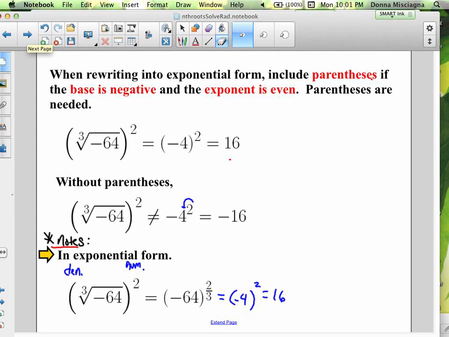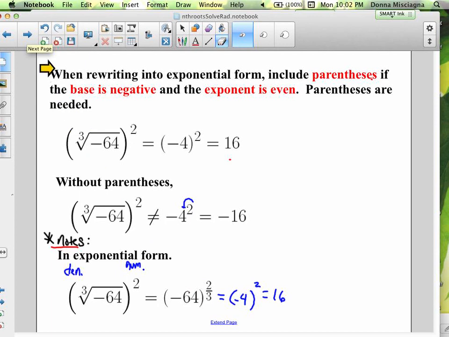So I believe this is in your notes. In exponential form, if we have the cube root of negative 64 squared, that's going to need parentheses, because we're going to have a negative number, and when we square it, it's going to be positive. So that's the same as negative 64 to the 2/3 power. The cube root of negative 64 is negative 4, so we have negative 4 squared, which is 16.